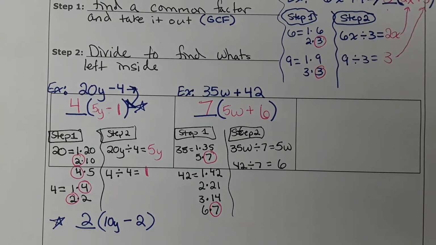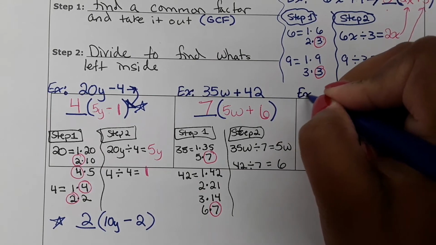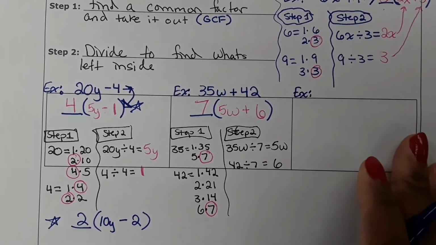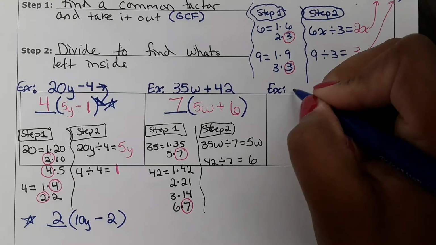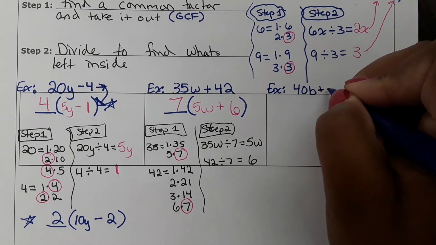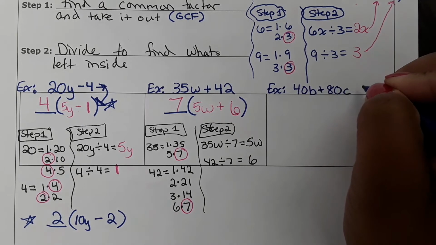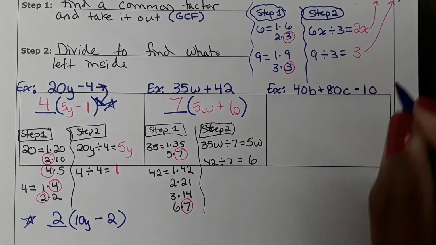And wow, this is just going by super fast. We have our final one, so no point in delaying the fun. Example 4, last one of the notes today. We have 40B plus 80C minus 10.